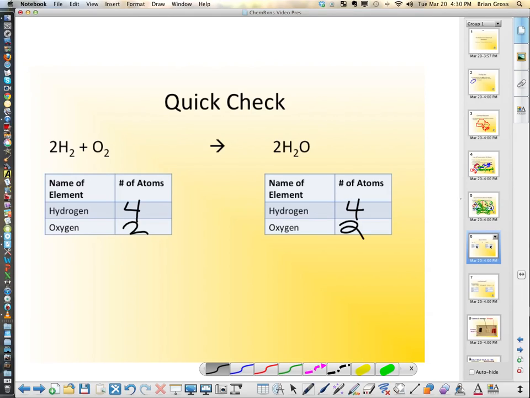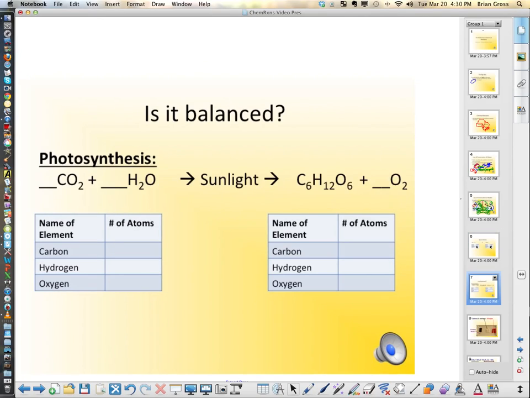So welcome back. You should have gotten 4 hydrogens and 2 oxygens on each side, which is 6 atoms on each side of the equation. Now we're going to move on to photosynthesis, and we want to find out how to balance this. So I want you guys at home to go ahead and take some time and balance this equation.